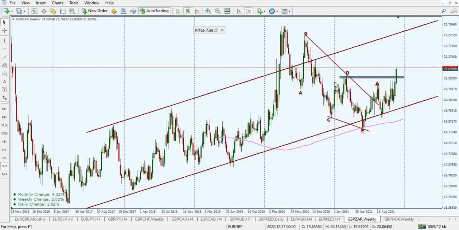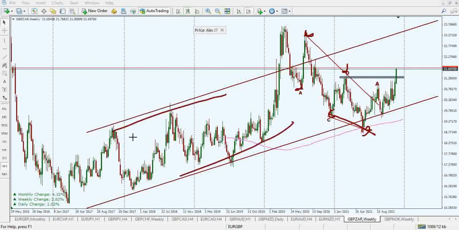All right, so GBPZAR for this one here started the bullish momentum, having broken out of what could also be a wedge pattern here, and we have A, B, C, D, and E. This is a wedge pattern, and overall with an uptrend, with an A, B, C pattern.